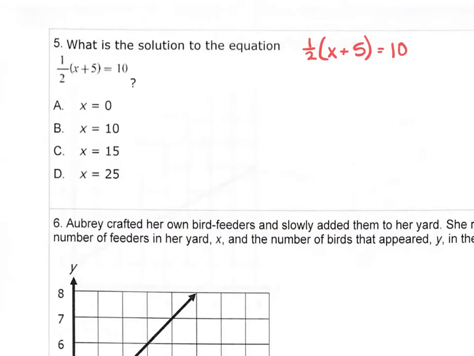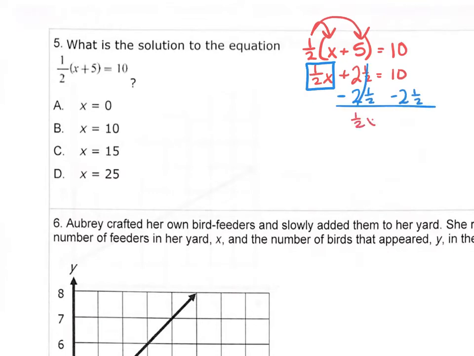Number 5, what's the solution to the equation? We're going to start with the distributive property. Half of x is 1/2 x. Half of 5 is 2.5, equals 10. So now we just have a problem where we're going to get x by itself. We've got a little two-step equation. We're going to get rid of 2.5 by subtracting 2.5 from both sides.